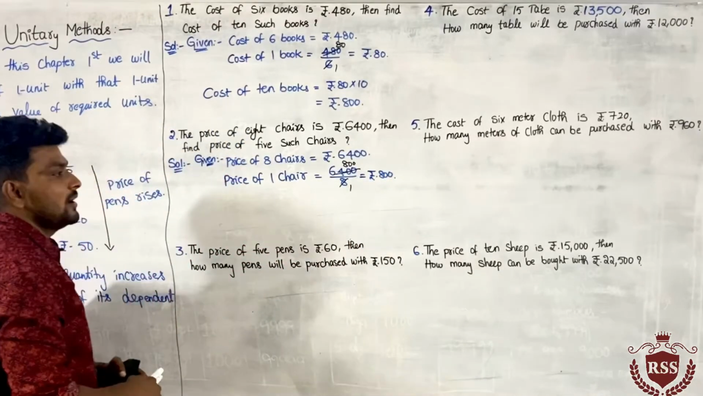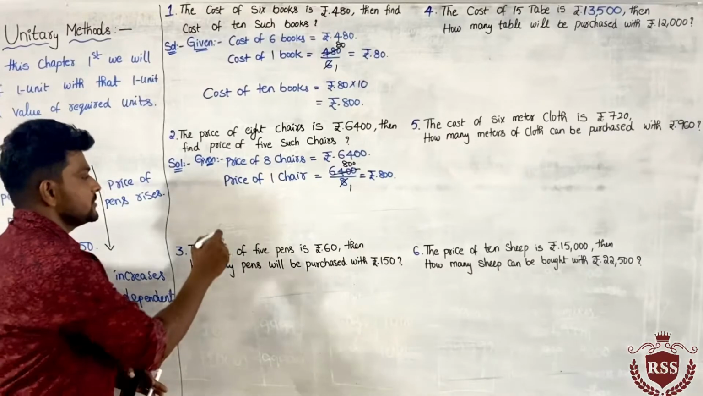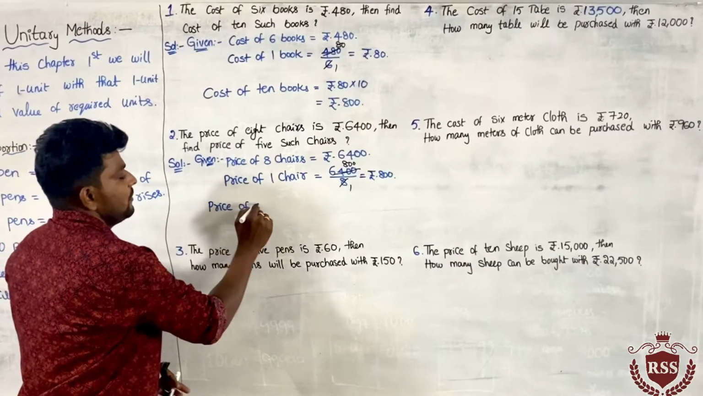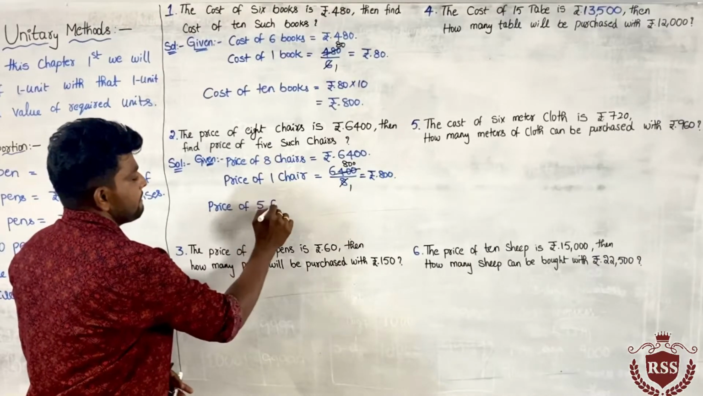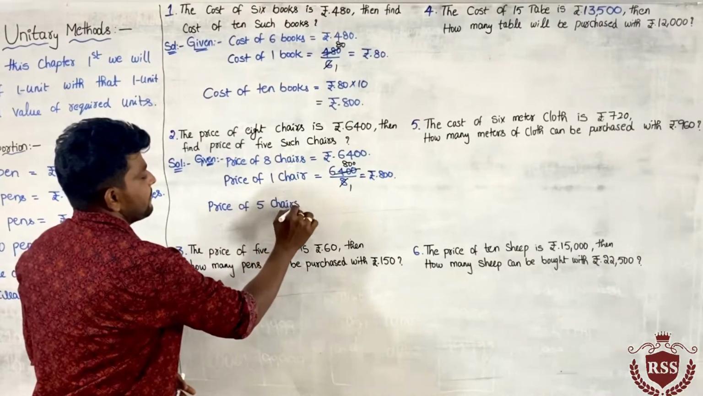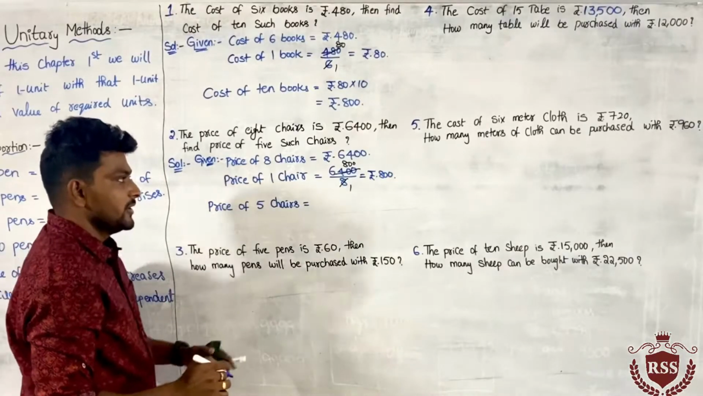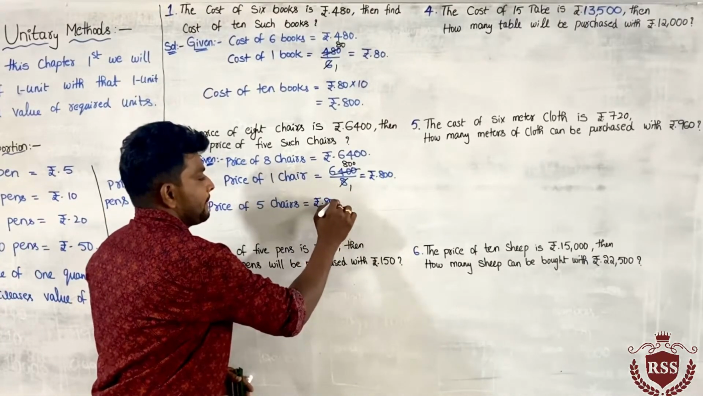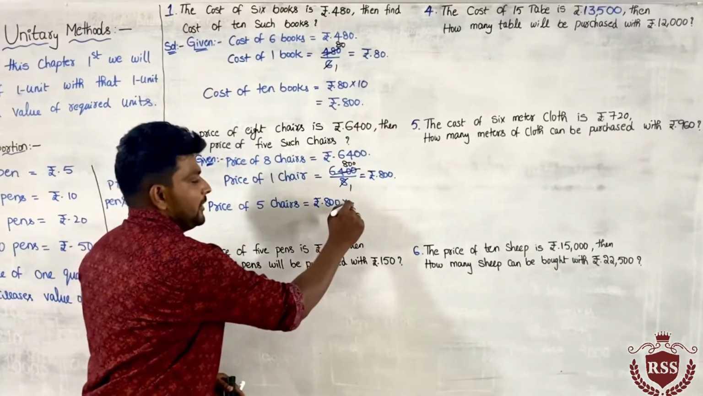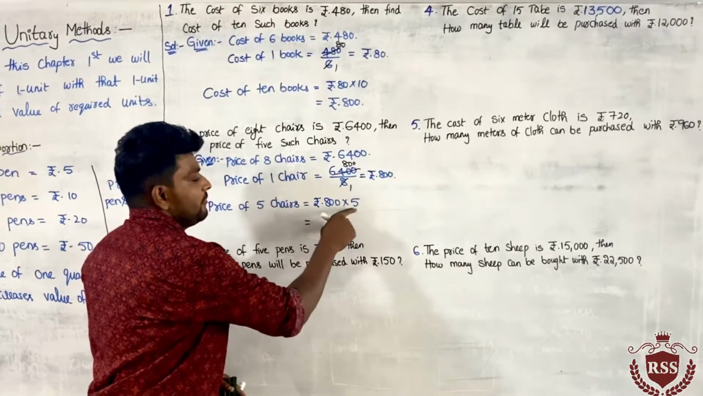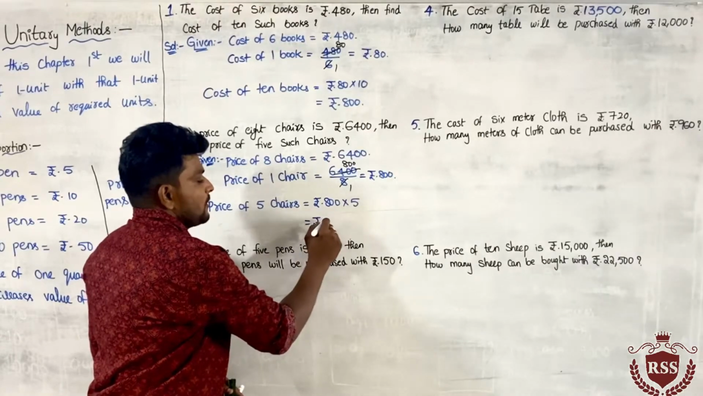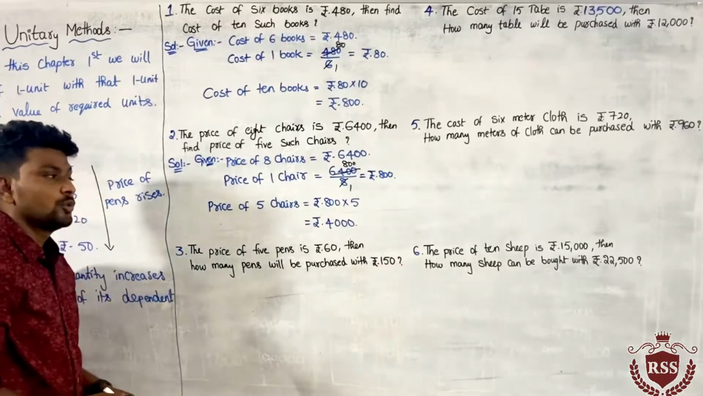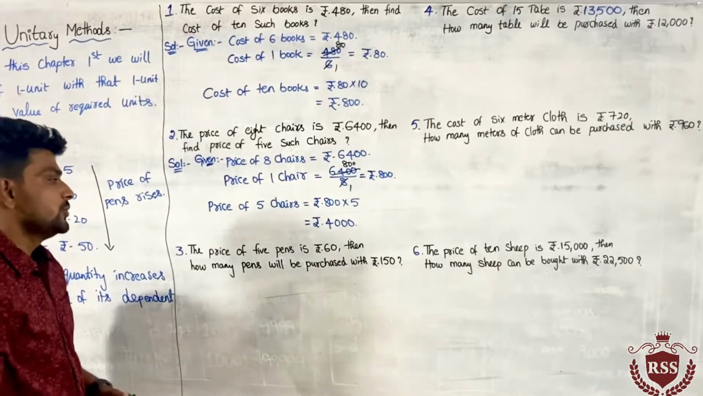But I require the cost of 5 chairs. So the price of 5 chairs equals the cost of each chair, rupees 800, into how many chairs we require, 5. So 5 8s are 40, rupees 4000. So the cost of 5 chairs will be 4000. Like that we need to do here.